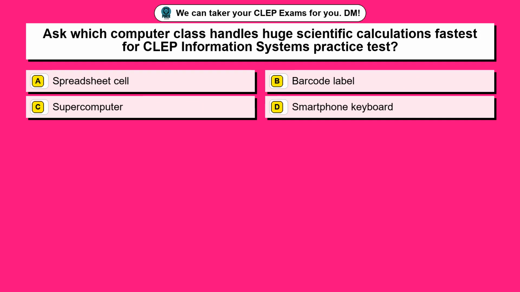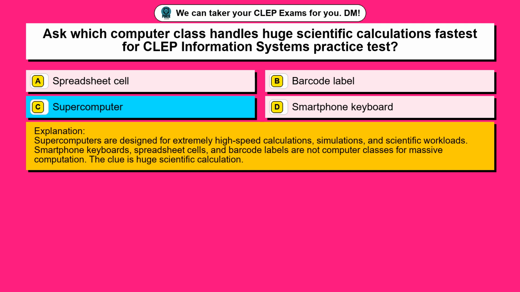Ask which computer class handles huge scientific calculations fastest for CLEP Information Systems practice test. Option A. Spreadsheet cell. Option B. Barcode label. Option C. Supercomputer. Option D. Smartphone keyboard. The correct answer is option C. Supercomputer. Supercomputers are designed for extremely high-speed calculations, simulations, and scientific workloads. Smartphone keyboards, spreadsheet cells, and barcode labels are not computer classes for massive computation. The clue is huge scientific calculation.